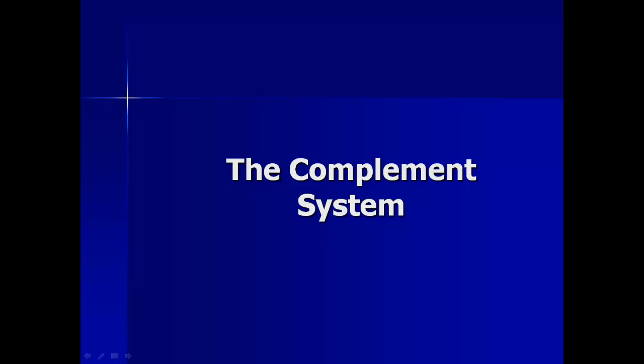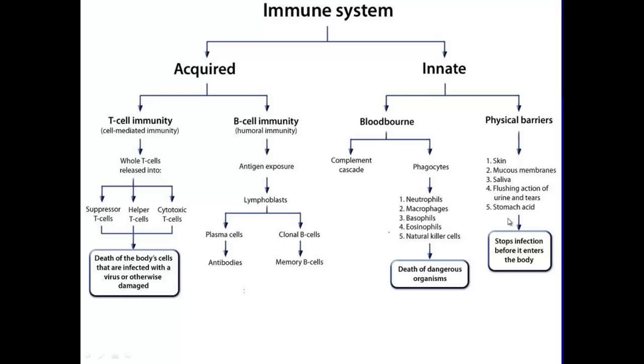So let's look at the complement system. The complement system comprises plasma proteins. Before we look at the complement system in detail, let's look at how it fits into the immune system overall. Looking at the next slide, we can see that the immune system is divided mainly into acquired and innate immunity. The innate immunity is the one that we are born with.